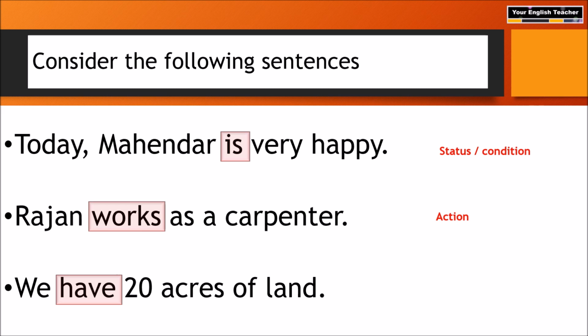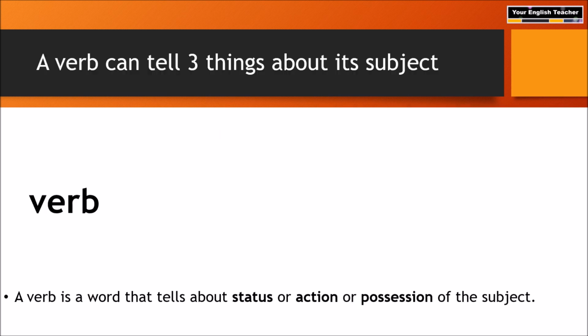And in the last sentence, the verb have is talking about possession. Possession means what we own is called our possession. What the speakers have: 20 acres of land. So 20 acres of land can be called their possession. So from these three examples, what we have understood is that a verb is a word that tells about status or action or possession of the subject.